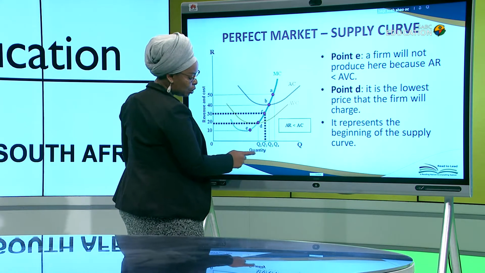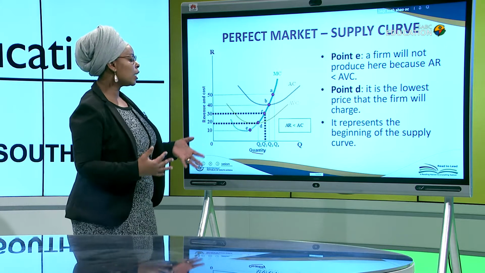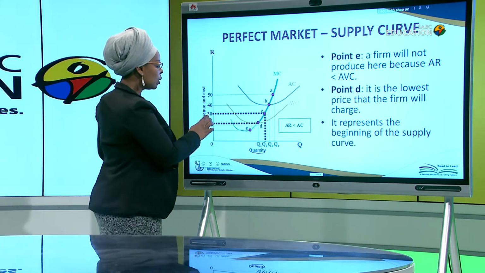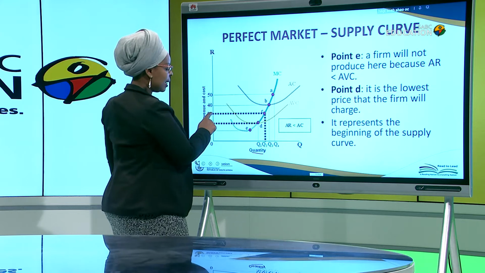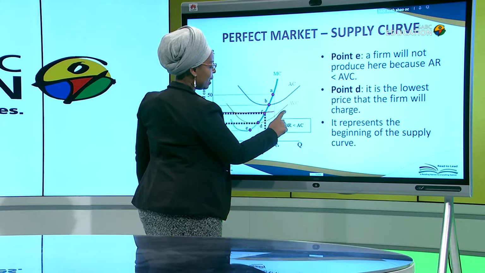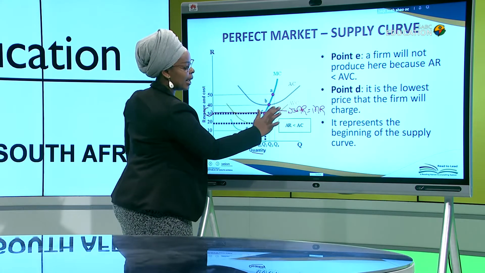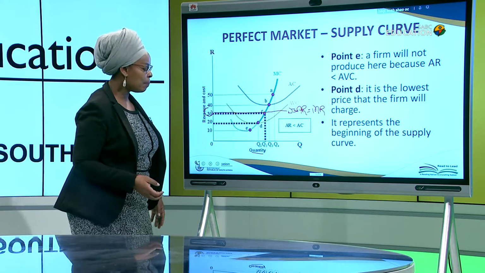And then horizontally, it will represent your quantity. So when you draw this graph, make sure that you start by plotting your price. In this example, our demand curve, which represents the price, will be here. It will be D equals to AR equals to MR. So let's assume that at the price of 30, that is where the demand curve is, and that is where AR is equals to MR.